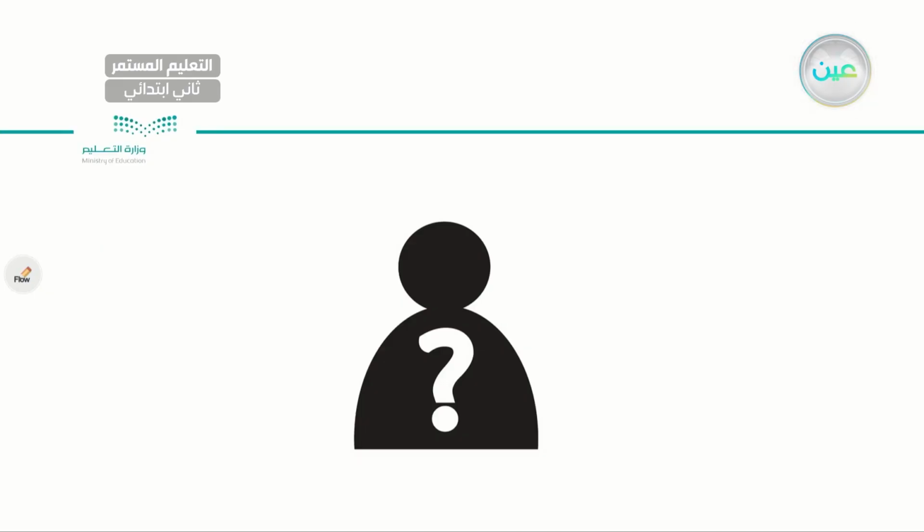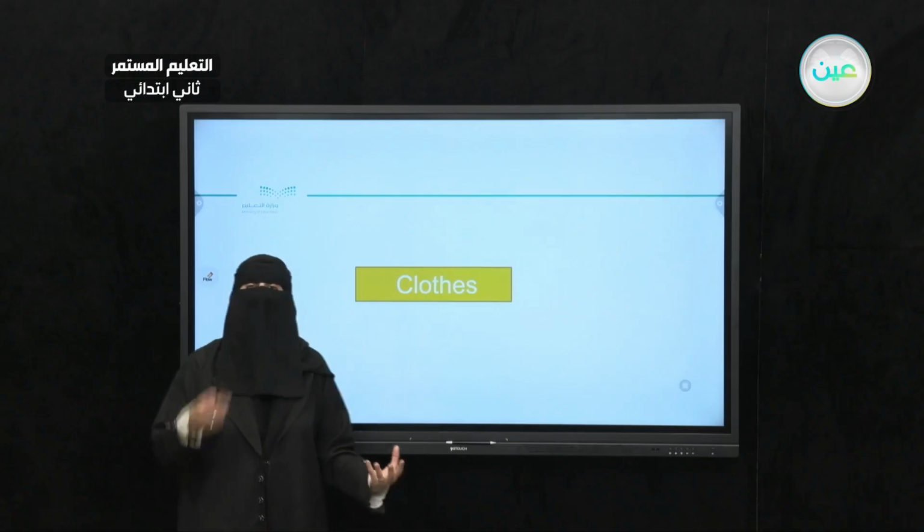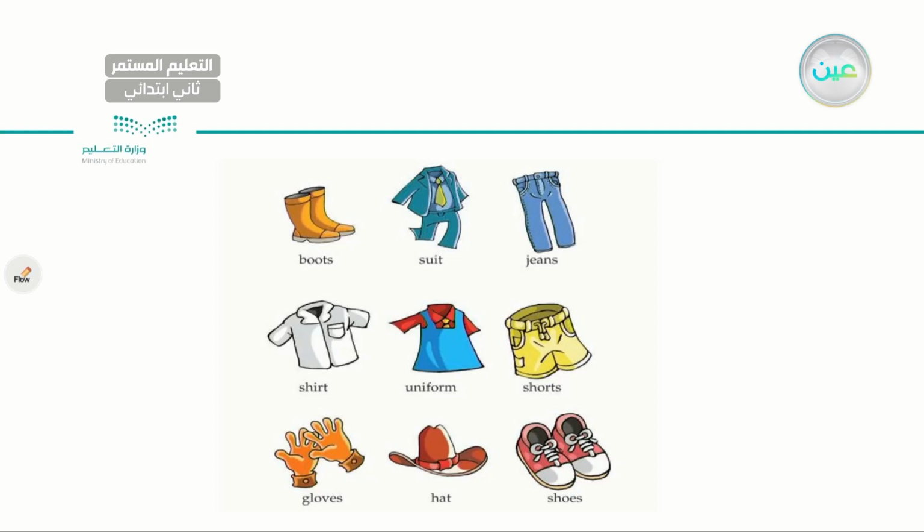Now, I have this one, and I have a question mark. What do you think we will do now? We will describe people, or we will play a guessing game. Who are we talking about? Now, before we do that, we need to revise clothes, the outfits that we wear daily, okay? For example, here I have boots, shirt, gloves, uniform, suit, jeans, shorts, shoes, and hat.